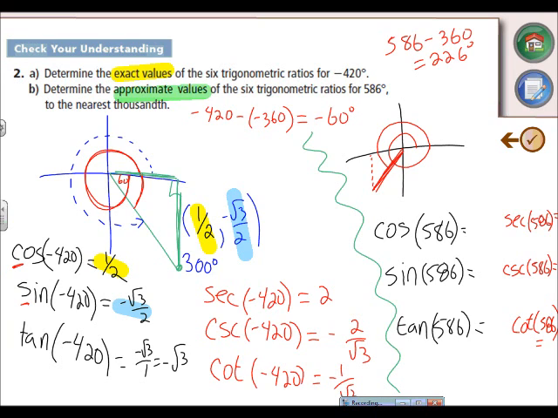So we could just punch it straight into the calculator. You could say cos of 586 or cos of 226. You'll get the exact same answer. So cos of 586 gives us negative 0.6946. We know it should be negative because of the CAST rule. The only one of those primaries that is going to be positive is tan.